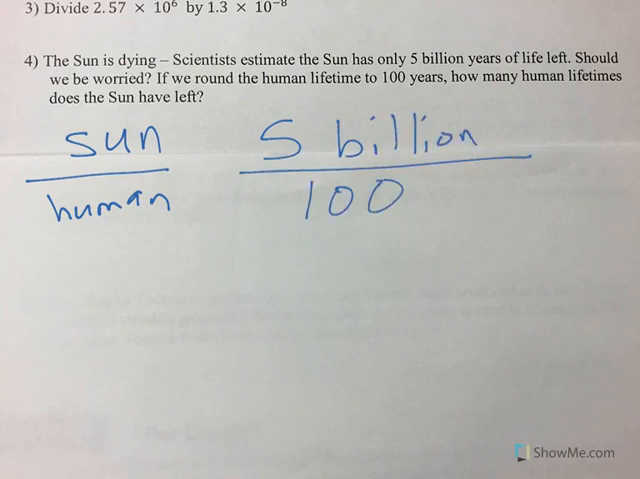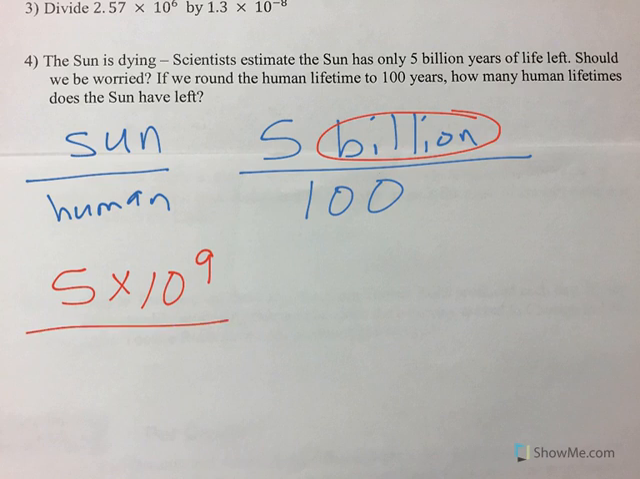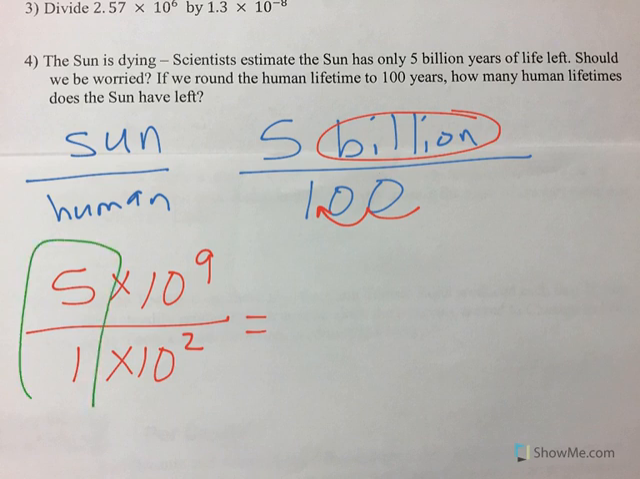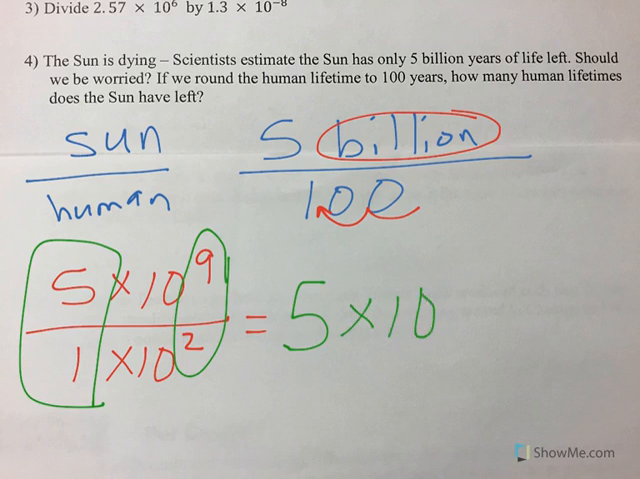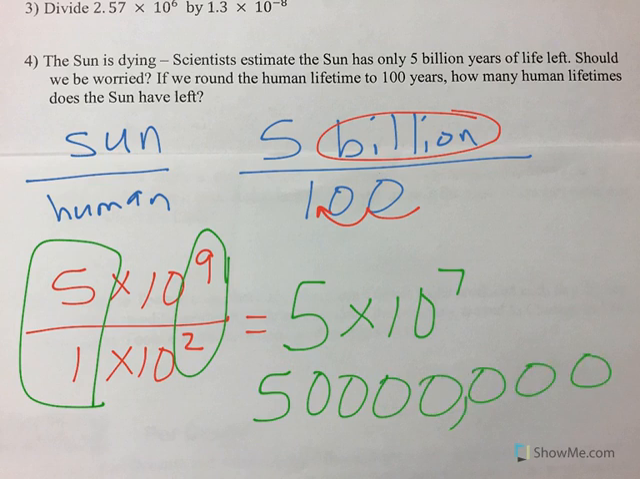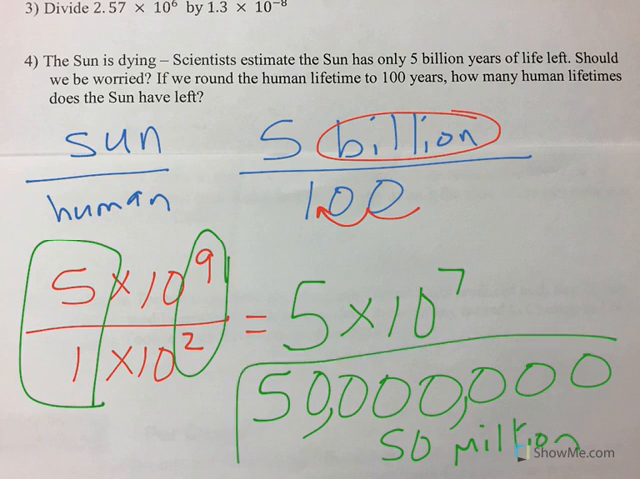Human lifetime is 100. Let's change those both to scientific notation. Billion is 9, so that's 5 times 10 to the 9th. Move that two places. This is 1 times 10 to the second. So if I divide my front numbers, 5 divided by 1 is 5. Subtract my exponents, and I'm at 5 times 10 to the 7th, which means 1, 2, 3, 4, 5, 6, 7 zeros. We're talking 50 million human lifetimes. I'm not worried. I'll be long dead by then.